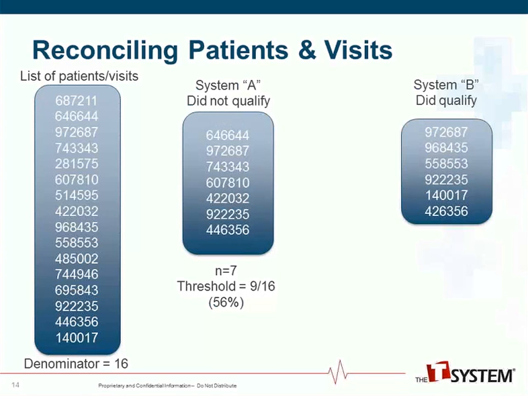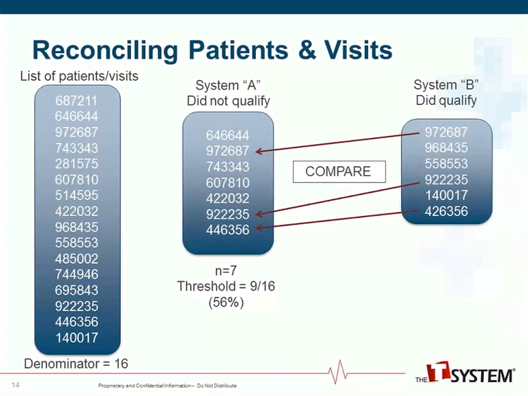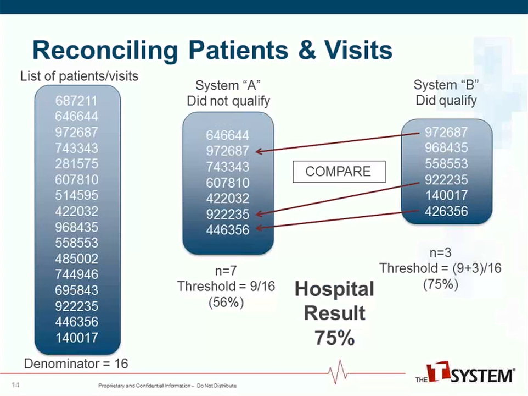In System B, what you do is look for those that did qualify. So you know who didn't in System A, so let's see, what can I harvest from System B, let's say T-System. Compare those two quickly, again using a simple list compare. You see that there are 3 patients that qualified in one that didn't in the other, which now raises your threshold to 9 plus 3 out of 16, resulting in 75%. So this is very simple reconciliation, can be done through Excel. Excel can generally handle enough rows to do this for even a large hospital. For a multi-hospital system, if you do them a facility at a time, it's usually not a problem at all. And it's very, very straightforward.